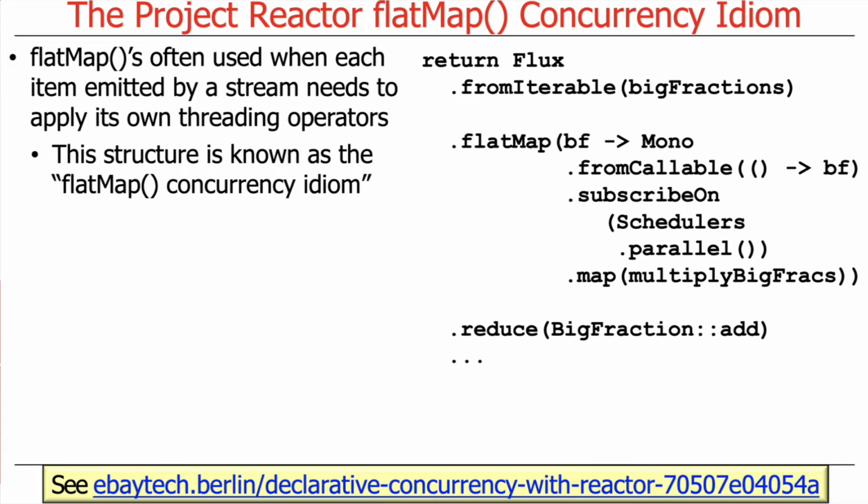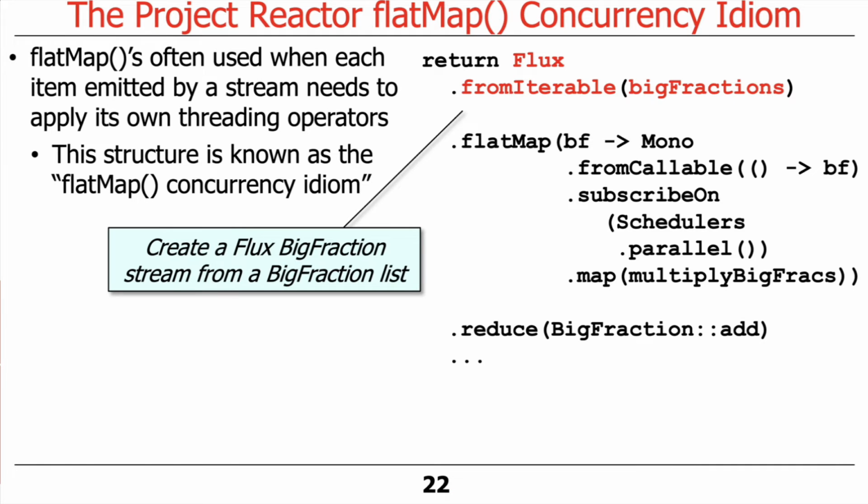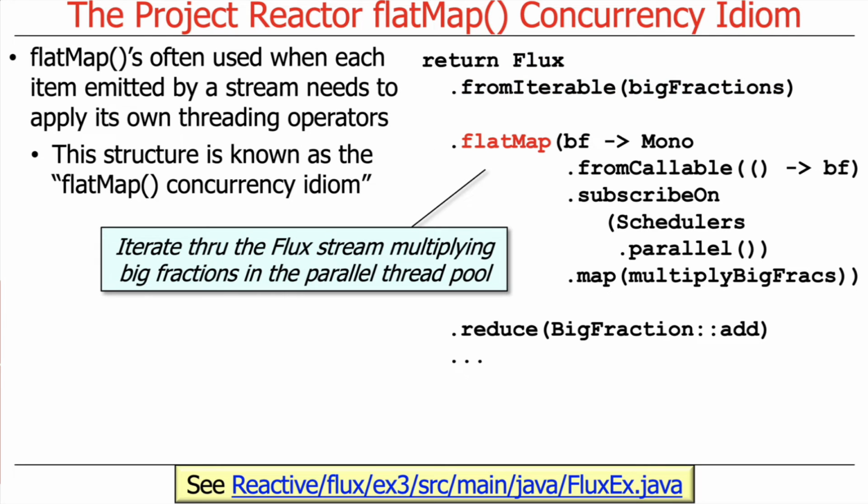So here's a simple example. This is known as the flatMap concurrency idiom. We start out by taking a big fraction list and turning it into a flux by using the fromIterable factory method. So we now have a flux. This is still sequential, but it's a flux of big fractions. And then we use flatMap.